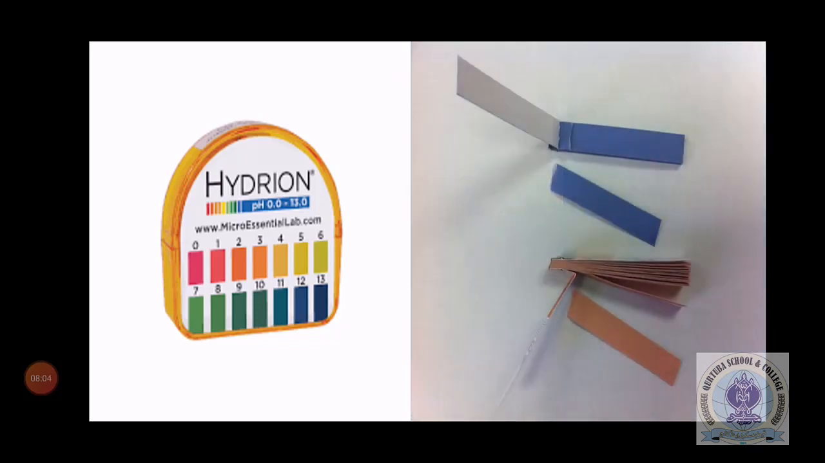These are other types of litmus paper. As you can see, the blue litmus paper and red litmus paper. As I told you, blue litmus paper turns red in acidic solution, while red litmus paper turns blue in alkaline, or you can say basic, solution.